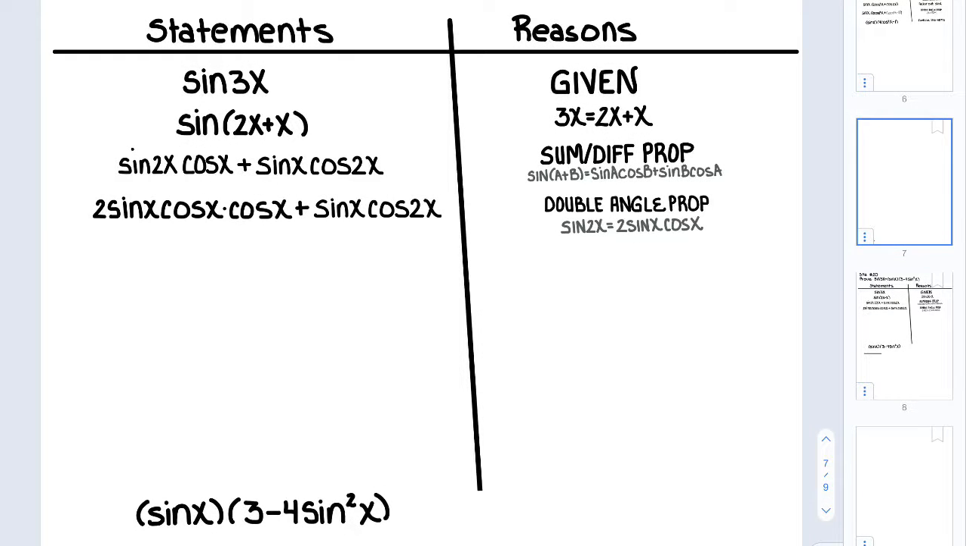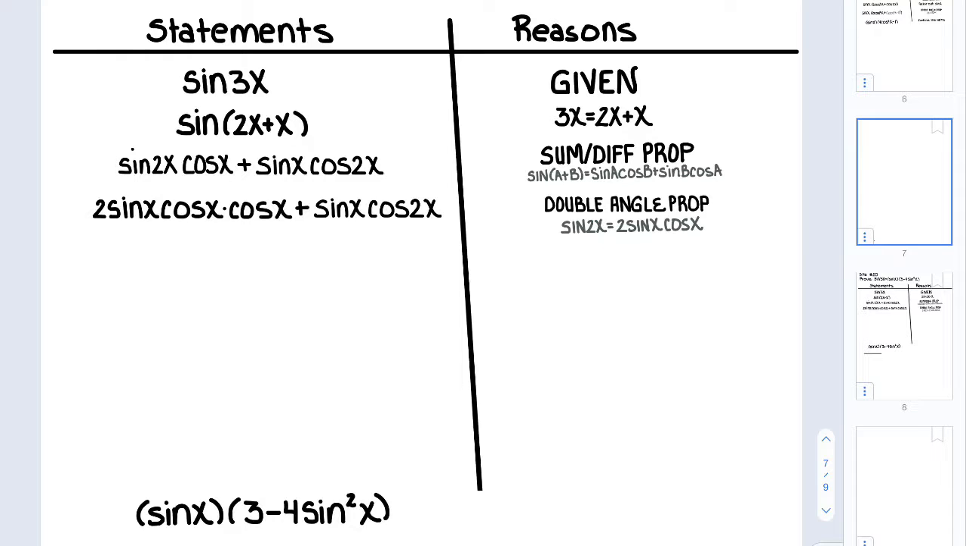My third statement contains the sine of 2x and the cosine of 2x. These are both double angle properties. I focused first on the sine of 2x because there is only one double angle property for the sine of 2x. So I replace the sine of 2x with 2 sine x cosine x.